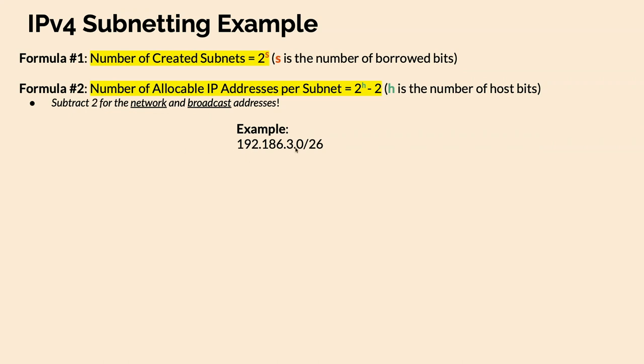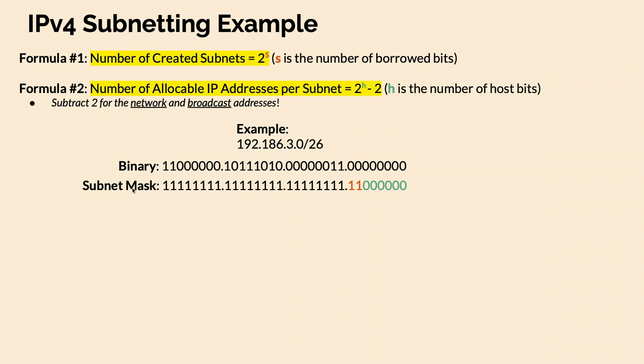We have this network address right here, 192.168.3.0, and here's that classless subnet CIDR notation of 26, right? Let's break it down. Binary, right? Do people understand this concept right now? Breaking 192 down to binary, 168 down to binary, 3 down to binary, and 0. Does that make sense? Okay.